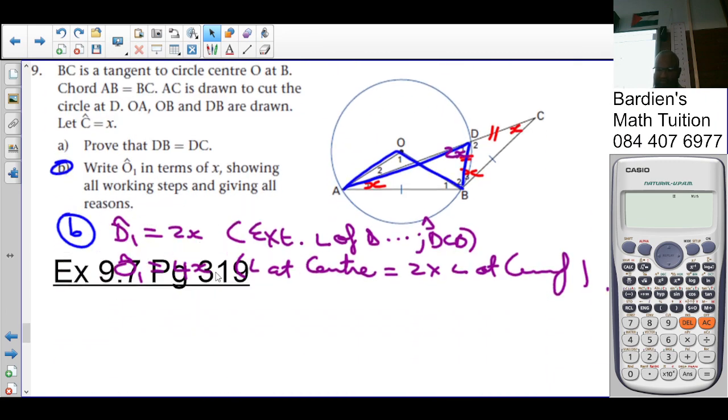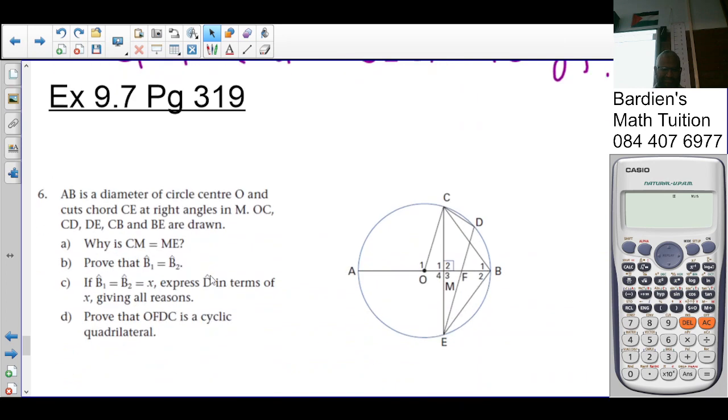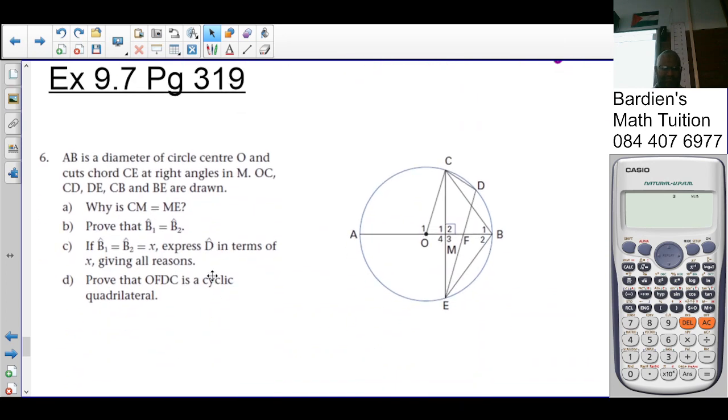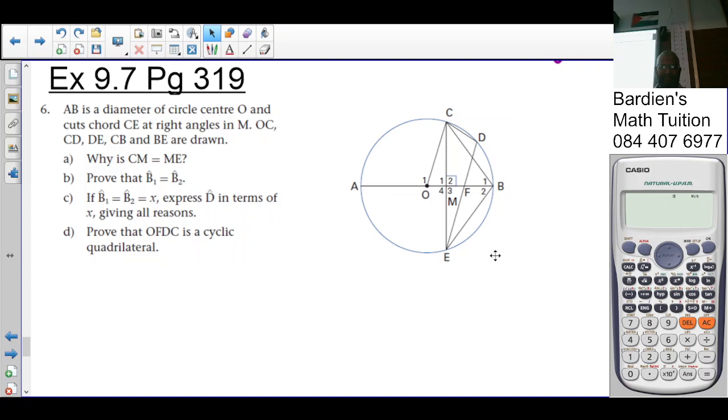Oh, that's a nice one. They want this in terms of X. My favorite. Right, we are told that AB is the diameter of the circle. People, if AB is the diameter, what can be concluded from there? Nothing. Right. Then we are told that it cuts EC at a right angle. If that is the case, what do we know? This is 90 here. So what can be deduced from there?